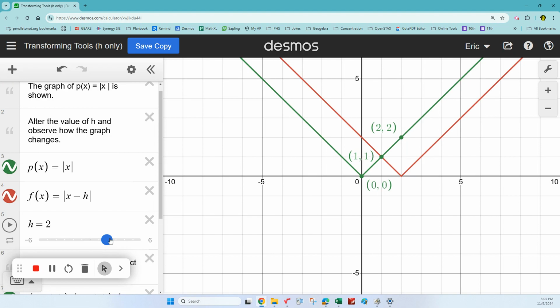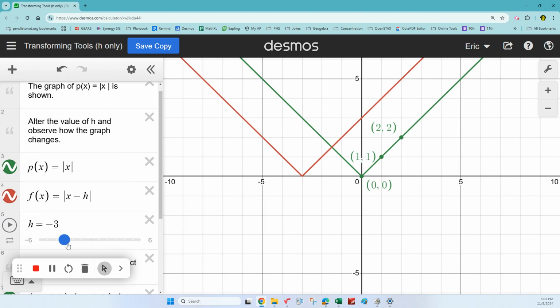What if I wanted to subtract a negative? Like what if I made h negative 3? What's a simplified version of this expression? X minus negative 3 is equivalent to x plus 3, right? When we subtract a negative, isn't that just addition? So if I make h negative, I would be subtracting a negative number inside the absolute value, which actually means it would look like the absolute value of x plus 3. Everybody get that? Okay, and it moves it to the left.